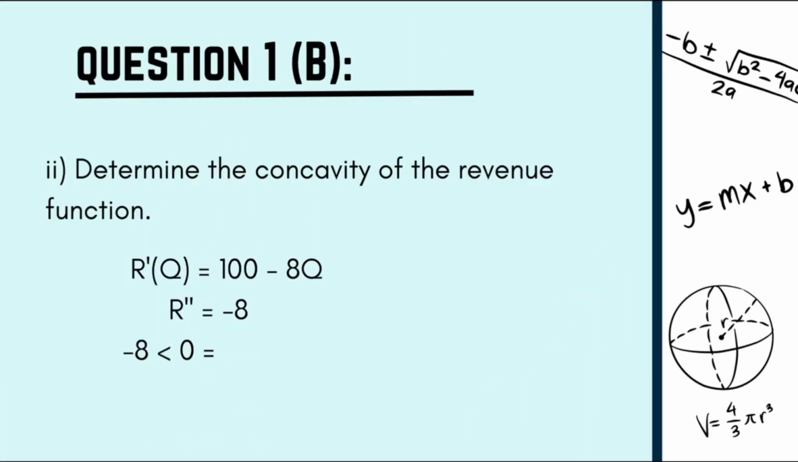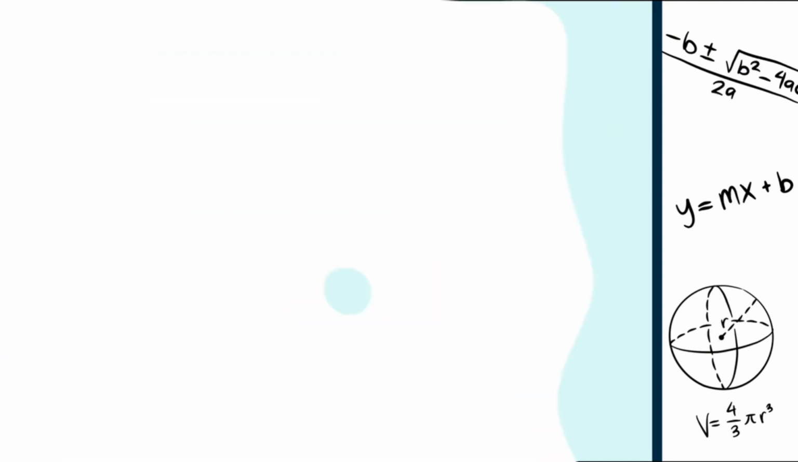We also check the concavity by finding the second derivative. R double prime Q equals negative 8. Since negative 8 is less than 0, the function is concave downward, which is typical for revenue functions, indicating there is a single clear peak or maximum point.